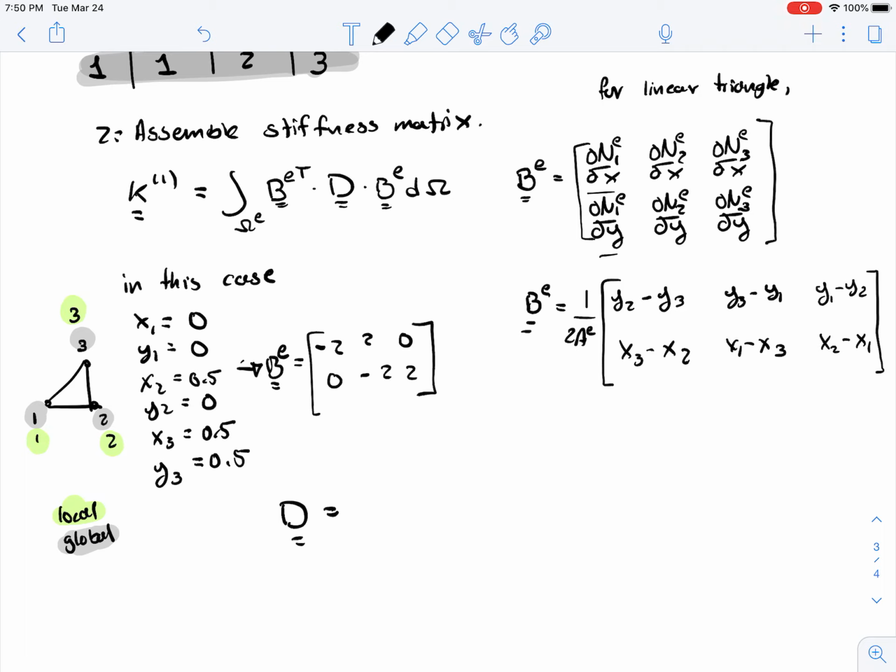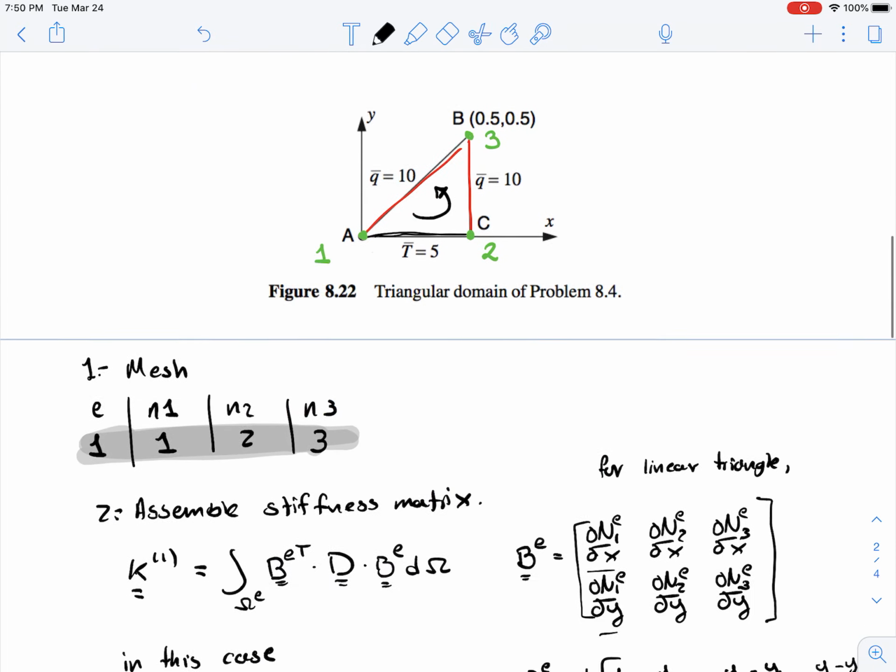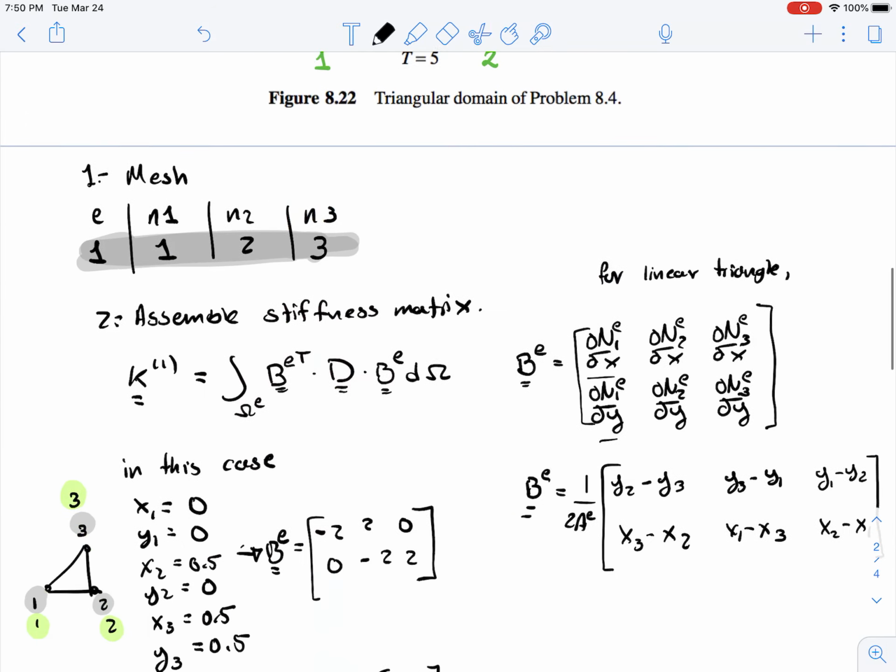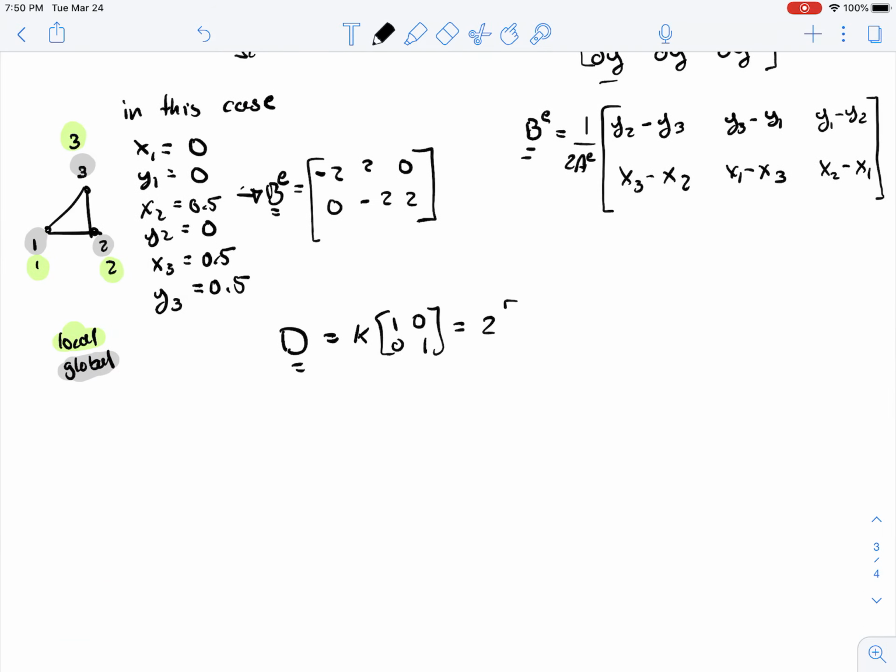Lastly, we also need this conductivity matrix. Because the material is assumed isotropic, this is just going to be K times the identity, where K is 2. So this is just 2 times the identity.